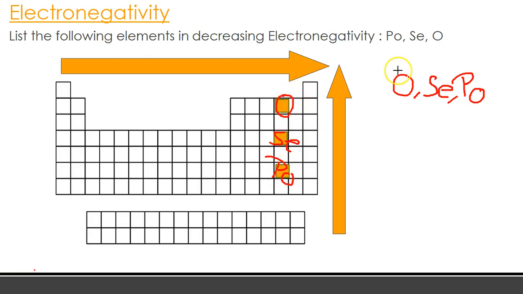In this case, it's going to be oxygen because it's all the way to the top and all the way to the right of the periodic table. The next element is going to be Se because it's kind of in the middle, it's right over here. The least electronegative element here is going to be Po. So your order should look like this.